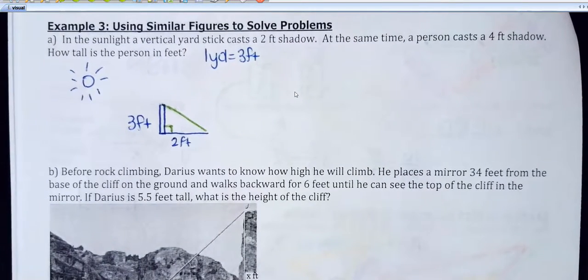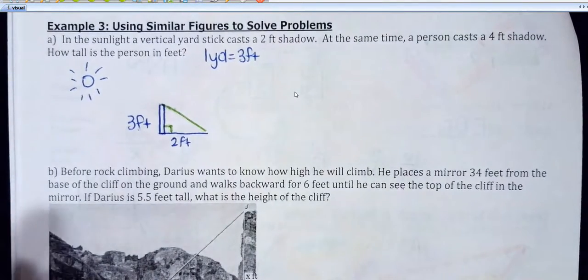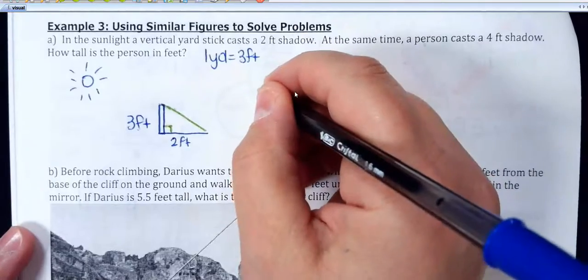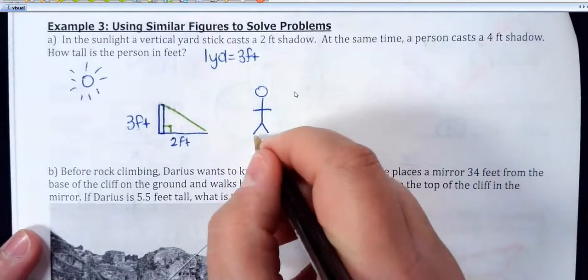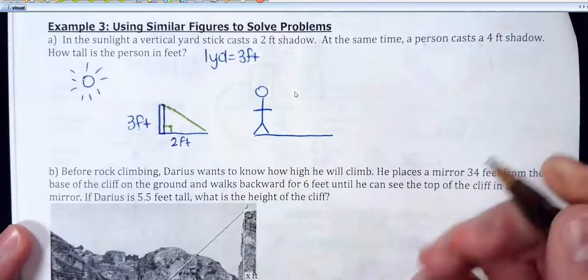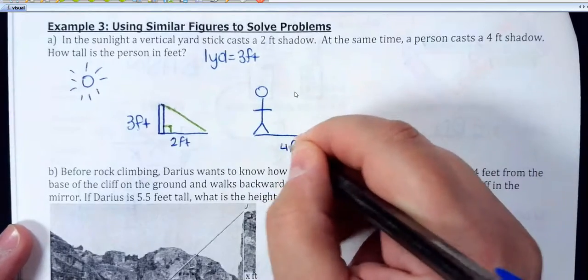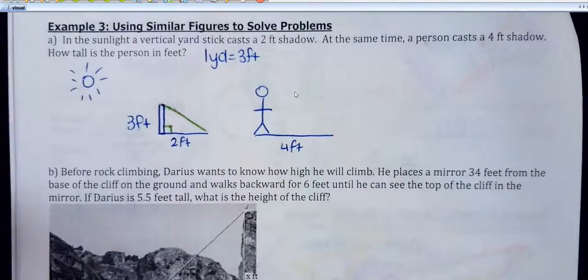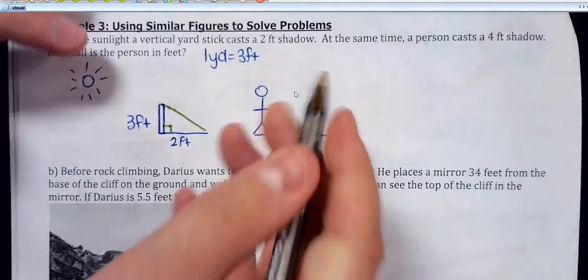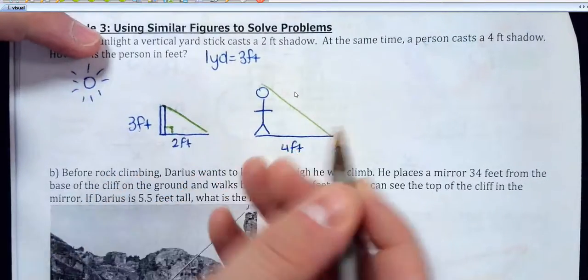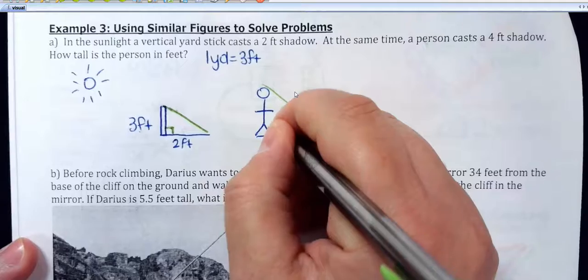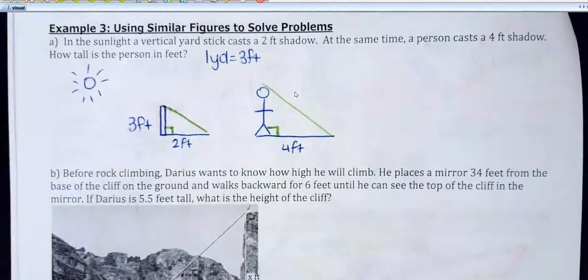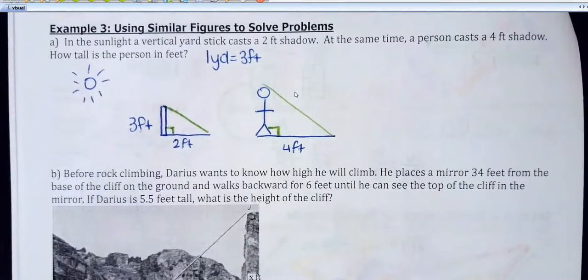Okay, once I got that, then it says, at the same time we have a person. You can be very impressed by my drawing skills. Here's my person. Casts a 4-foot shadow. So again, the shadow goes along the ground. I'm sure I'm not drawing this to scale. And the sun coming from behind the person is going to cause the shadow to go along the ground. And we're going to assume the person makes a right angle with the ground. Now, how tall is the person in feet?